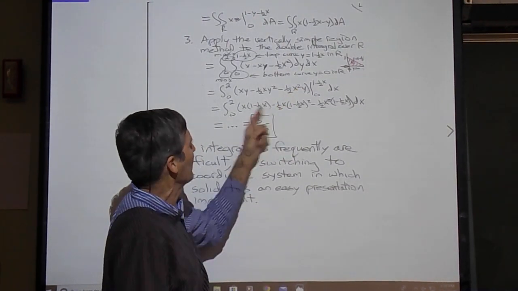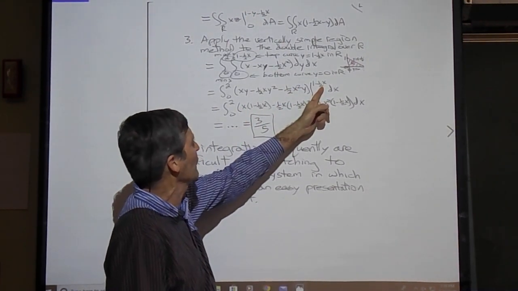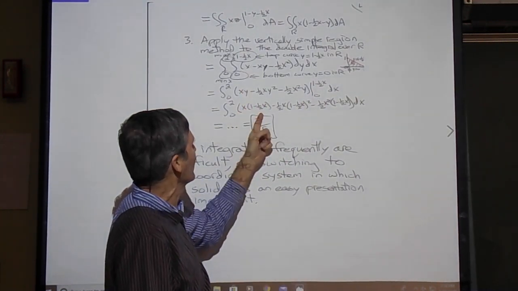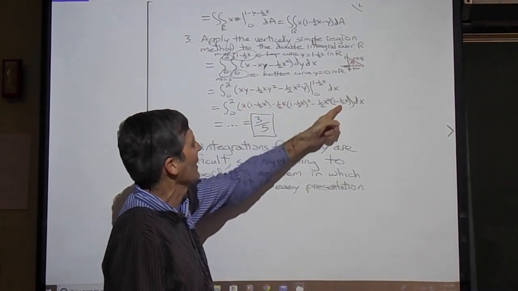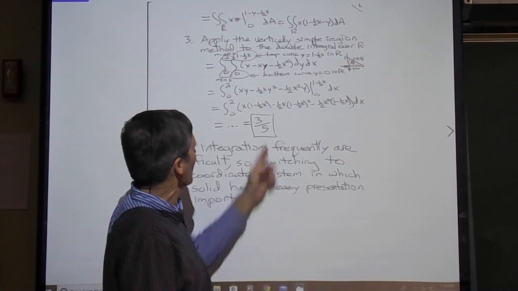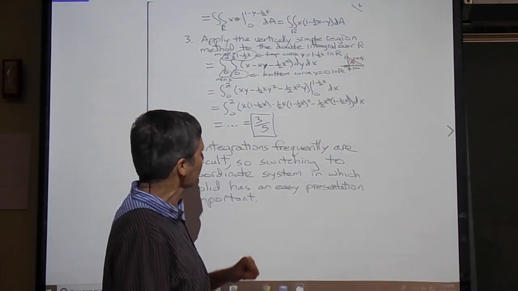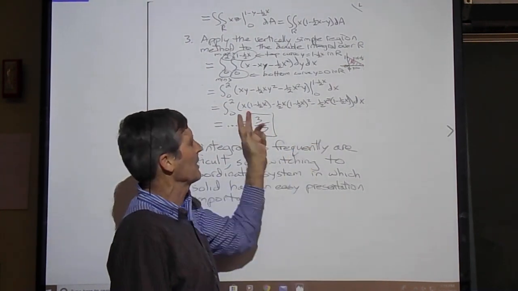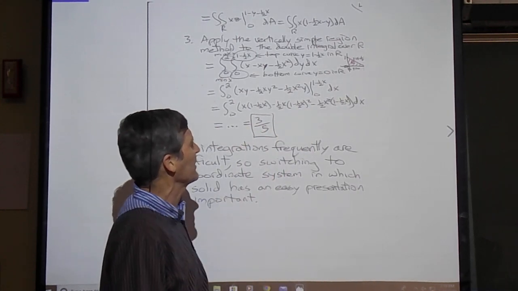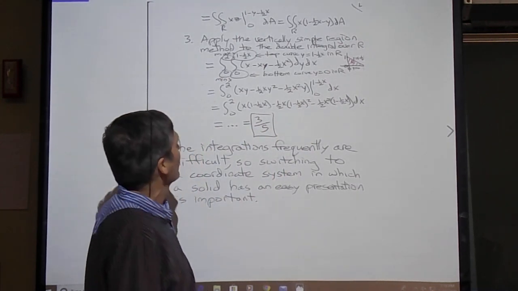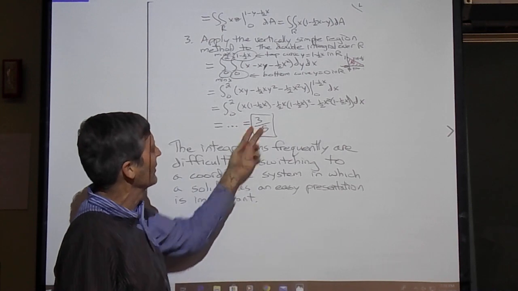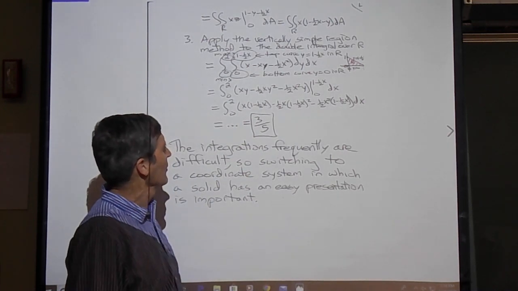We evaluate them at the top and bottom endpoints by plugging in this for y, right? Everywhere you see y, you put in 1 minus a half x. And now if you evaluate this integral, I've left out the details. You come out with 3/5, it turns out. There is the value of this triple integral, 3/5.